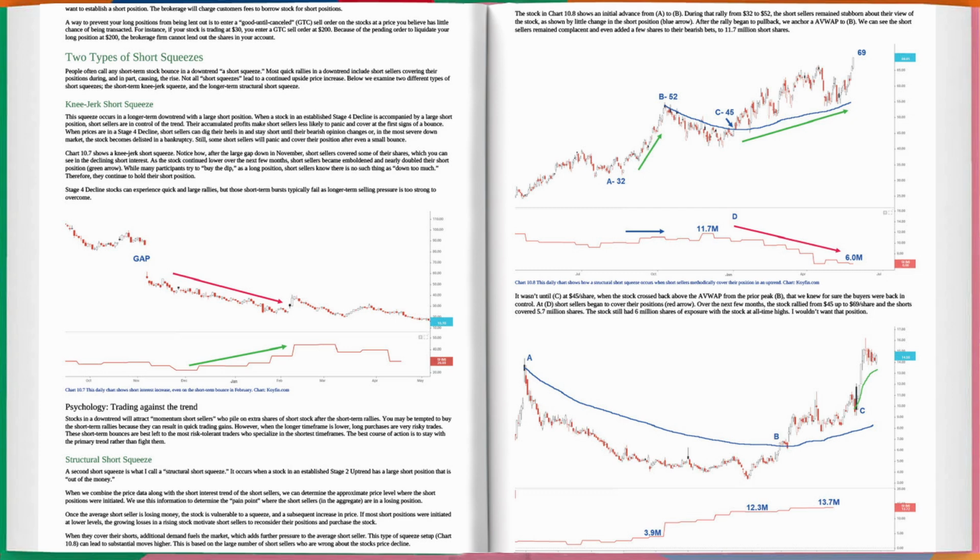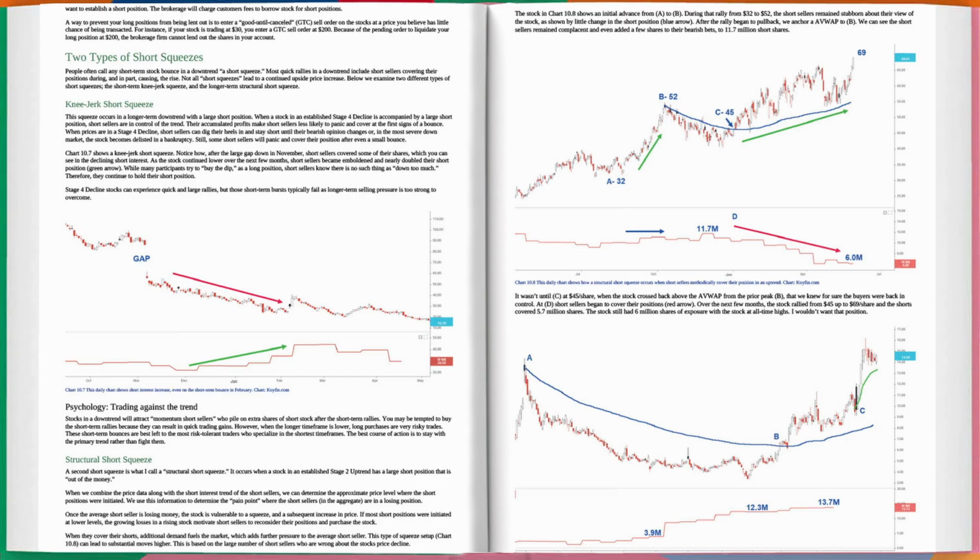Knee-jerk short squeeze. This squeeze occurs in a longer-term downtrend with a large short position. When a stock in an established Stage 4 decline is accompanied by a large short position, short sellers are in control of the trend. Their accumulated profits make short sellers less likely to panic and cover at the first signs of a bounce. When prices are in a Stage 4 decline, short sellers can dig their heels in and stay short until their bearish opinion changes, or in the most severe down market, the stock becomes delisted in a bankruptcy. Still, some short sellers will panic and cover their position after even a small bounce.